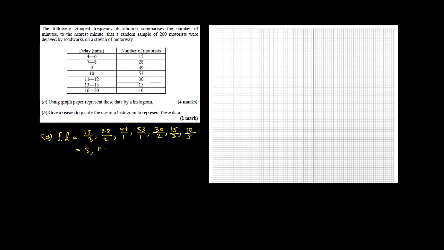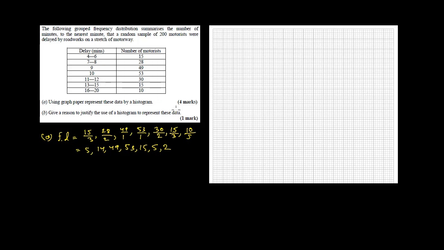28 by 2 is 14. 49 by 1 is 49. 15 by 3 is 5. 53 by 1 is 53. 30 by 2 is 15. 15 by 3 is 5, and 10 by 5 is going to be 2.